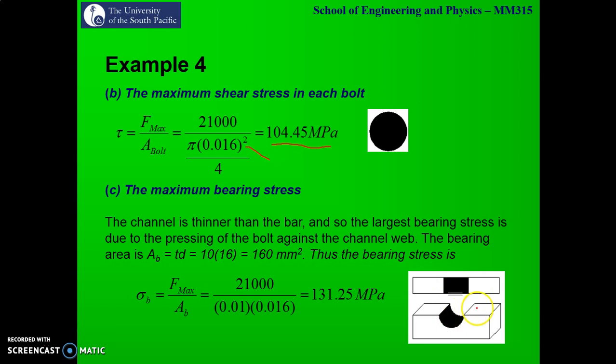This diagram indicates what your bearing area is. Imagine you have a bolt that goes through this. When we look from the side, we see this, and when we look from the top, the bearing area is simply this, and this bearing area is basically the thickness of the channel times the diameter of the bolt. So that's what we have over here.